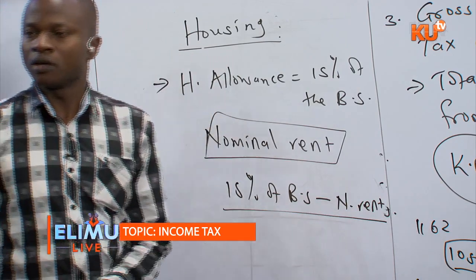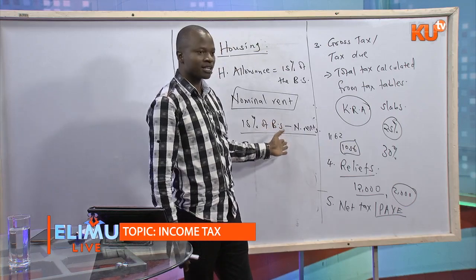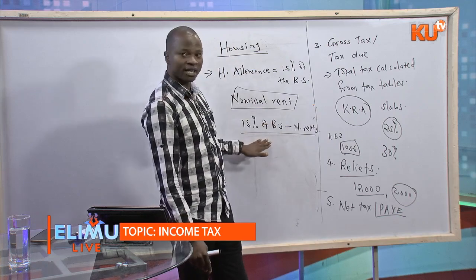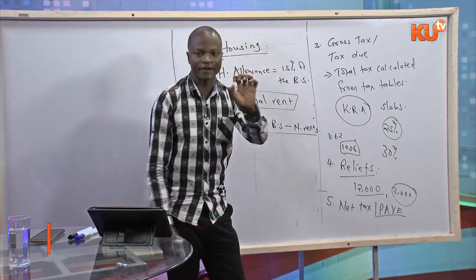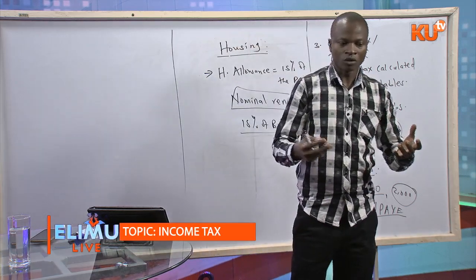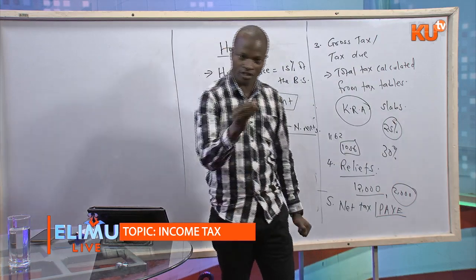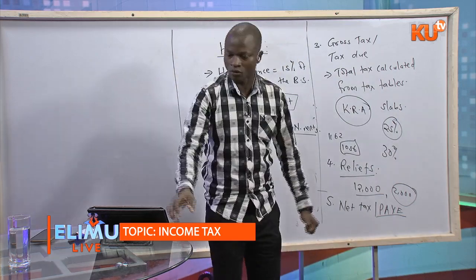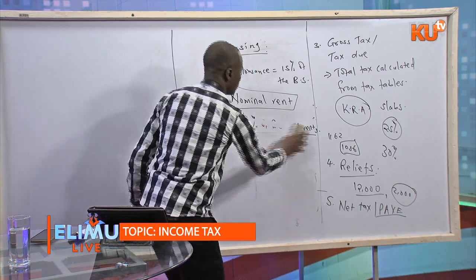But most questions, because we don't want to stress you, will always tell you to calculate the income tax, and in brackets you'll be told the house, it will be basic salary plus 15% of the basic salary minus the nominal rent. So nominal rent, we have said, is the small amount you pay towards the house you live in to cater for other expenses like electricity bills or water bills and any other repairs that were incurred during the month. Now let's look at the first example, example 1.